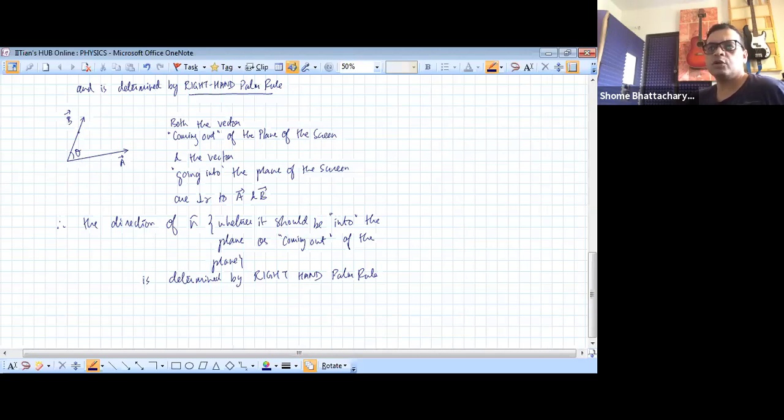So you have only two options: either the vector n cap is coming out of the plane or the unit vector n cap is going into the plane. Now how do we decide which of the two it is? For that we have something called the right hand palm rule. So next let's understand what the right hand palm rule is.